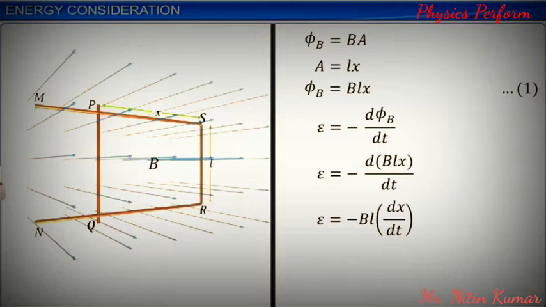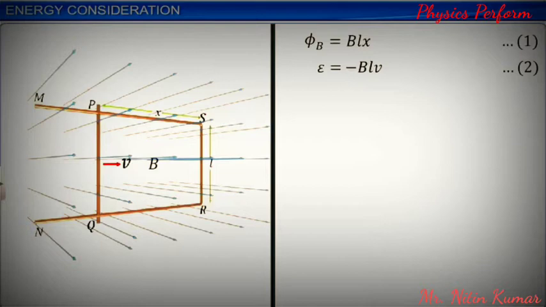But dx by dt is the instantaneous velocity v of the arm PQ of the loop, which is directed towards the SR part of the loop as shown. Hence, E is equal to minus BLv. Let this be equation 2. This EMF is the motional EMF as discussed earlier.